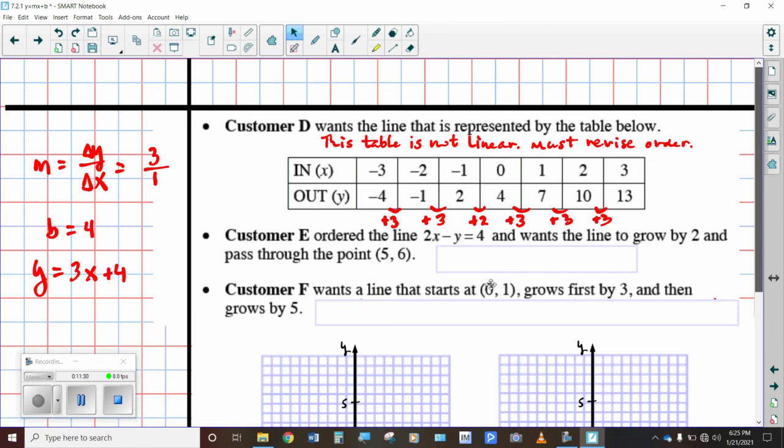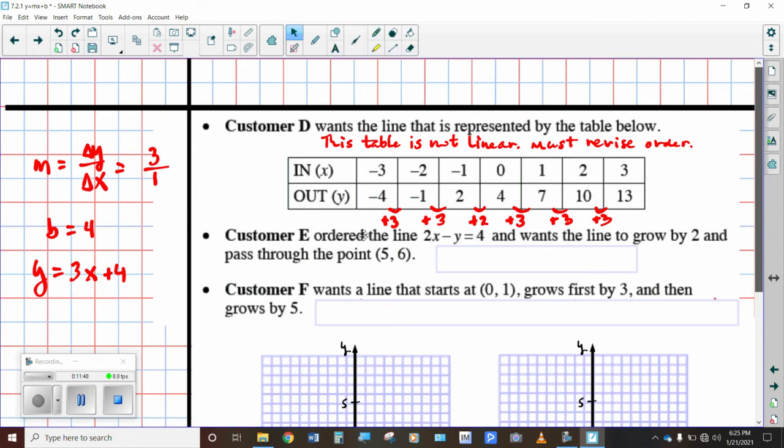This table does not represent a linear equation or a linear function. Change it up. Do you want this to be 0, 5, or do you want this to be negative 1, 1? Which one should it be? There's a mistake here. Fix that, and then we can make the line for you.